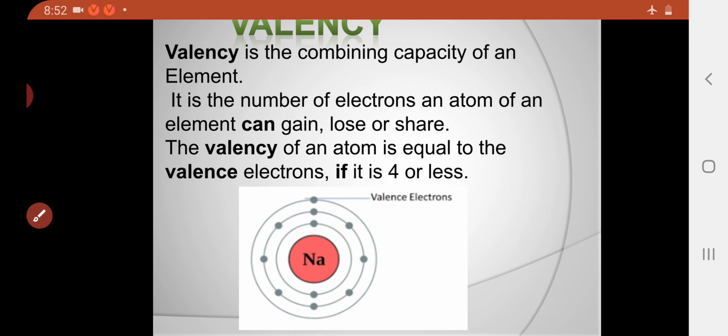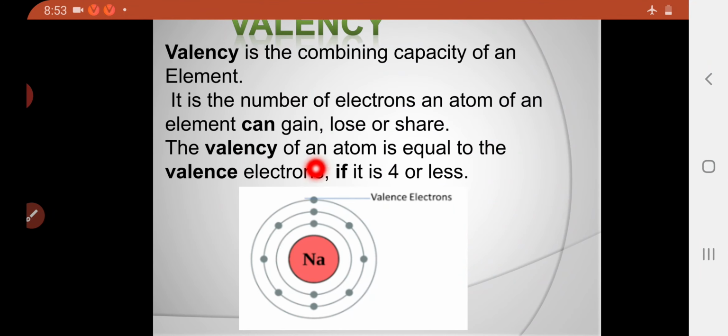So valency means what? Valency is the combining capacity of an element. So for that last shell, how many electrons it will take or give, that is called the valency of that atom. It is the number of electrons an atom of an element can gain or lose, and it is called the valency of that particular atom.